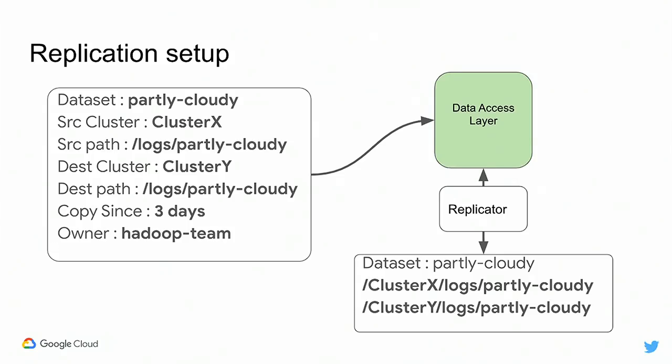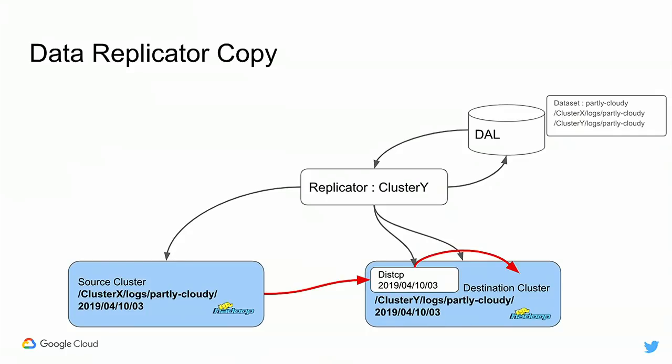So when users set up a replication, typically they provide a data set name, like partlycloudy as a data set name. They provide source cluster and source path, destination cluster and destination path, and some other properties associated with that, and then add it to a metadata layer such as DAL. Replicator would fetch that entry from DAL and translate it to say, okay, data set partlycloudy, and this is my globally identified source path and globally identified destination, right?